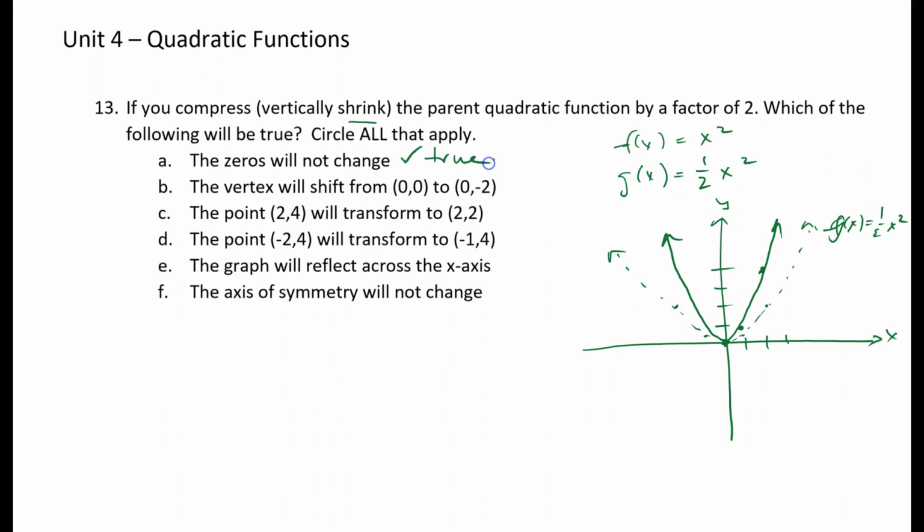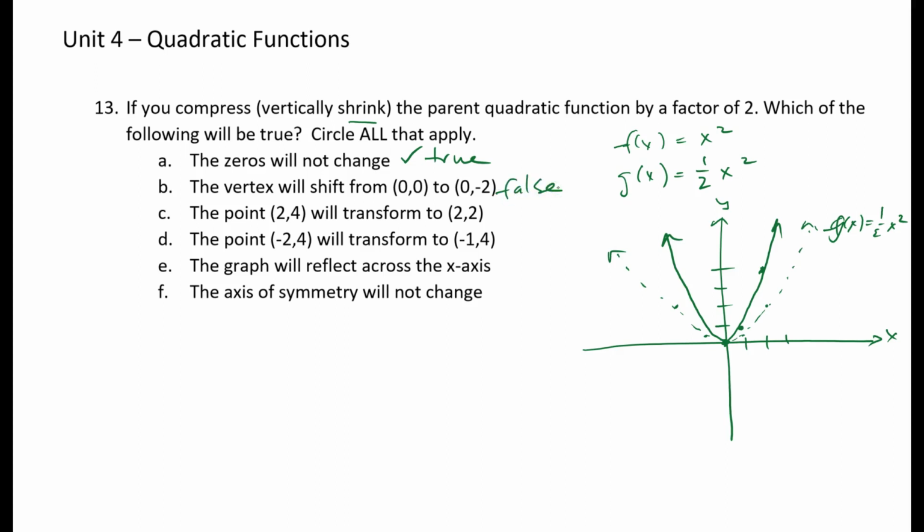True. The vertex will shift from 0, 0 to 0, negative 2. Well, no, this is just a shrink. So the vertex, you can see here, is not moving at all because h and k are still 0, 0, even after we do the vertical shrink. So this one is false.